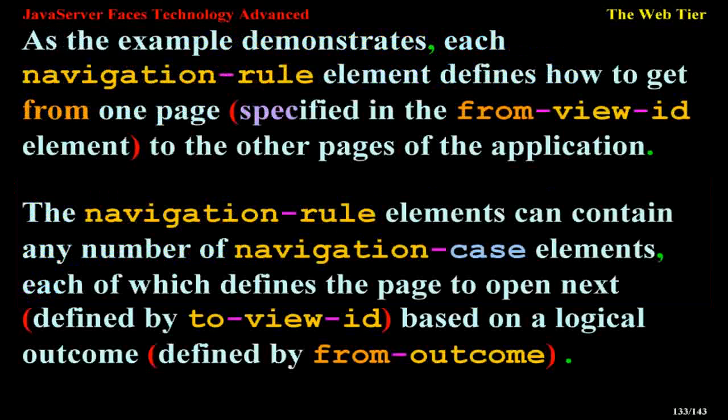As the example demonstrates, each navigation-rule element defines how to get from one page specified in the from-view-id element to the other pages of the application. The navigation-rule elements can contain any number of navigation-case elements, each of which defines the page to open next, defined by to-view-id, based on a logical outcome defined by from-outcome.